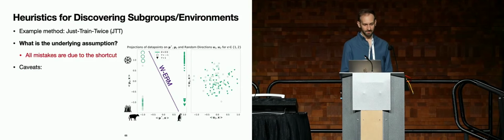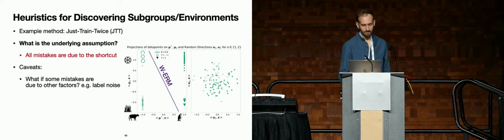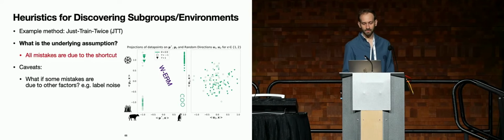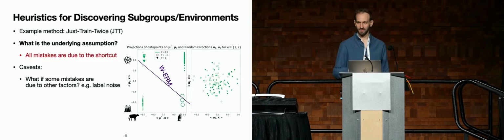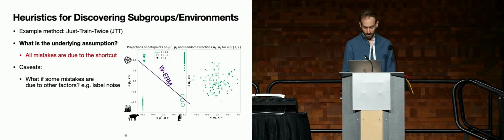That has several caveats. One is, what if some mistakes are not due to the shortcut? When you have large data that is beyond this kind of synthetic example, it's hard to believe that everything will be just due to the shortcut. For instance, what if we have label noise? Label noise here would be flipping these triangles and circles around. Then label noise will actually make our weighted ERM solution tilt in the wrong direction of the unstable feature.